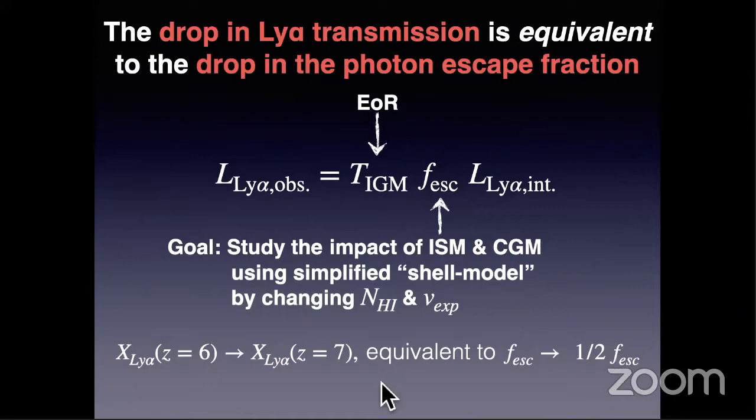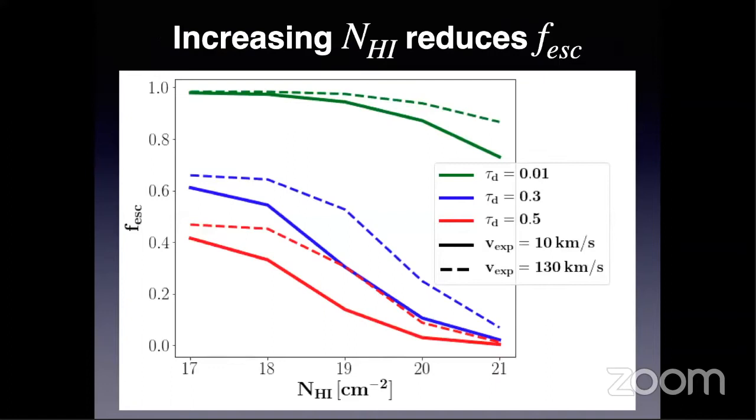So in this plot, we run the shell model and change the parameters for different amounts of dust and different outflow velocities. You would see that the general behavior is that the F escape goes down as you increase your column density, of course, because you are going to denser regions. And as you increase the dust amount, because dust destroys the photons, you also have a reduction in the F escape.